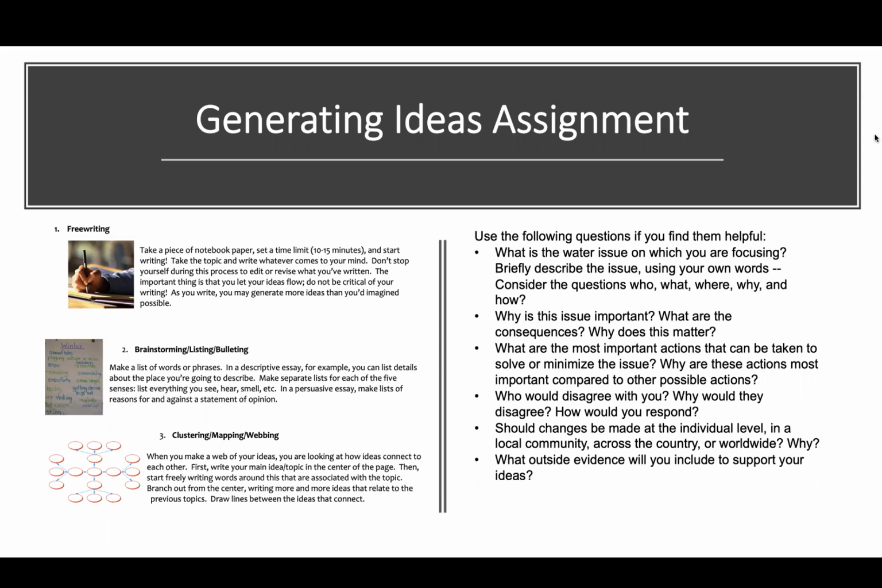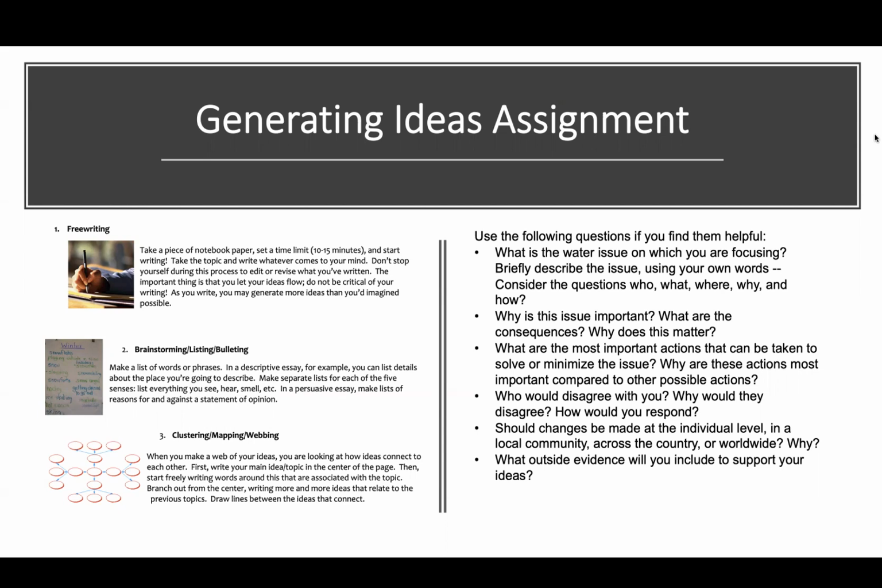You could consider important actions that people could take to solve or minimize the issue. You could consider who would agree or disagree with your ideas and how you would respond. And you can consider if the idea should be made at an individual level with individual people making changes, or if it involves a local community or a full state or country possibly, or worldwide, and why you believe this. And you can also think about the outside evidence you might include to support your ideas.